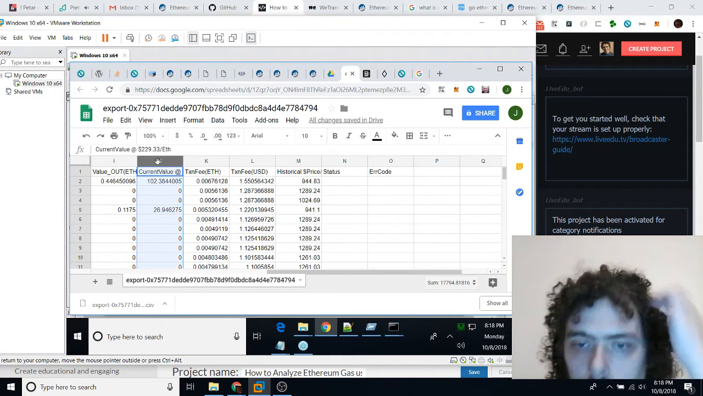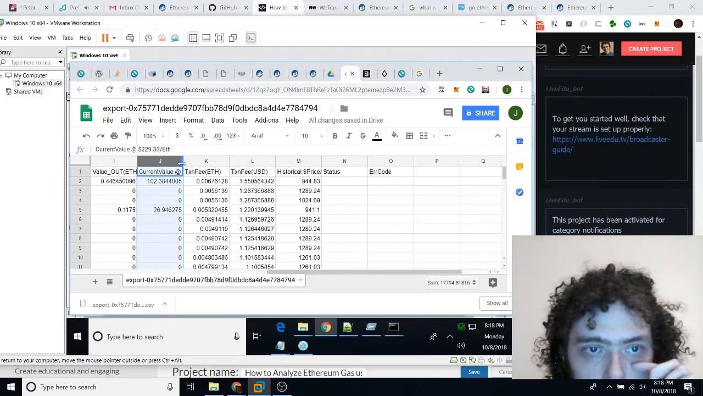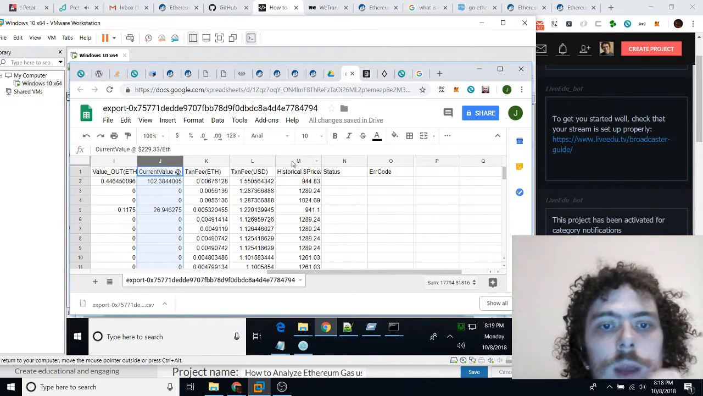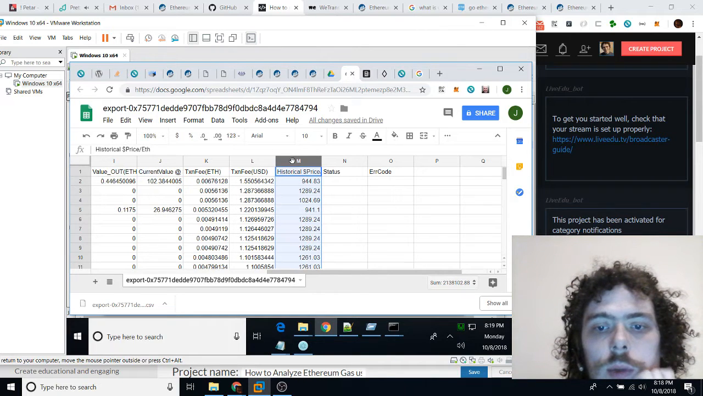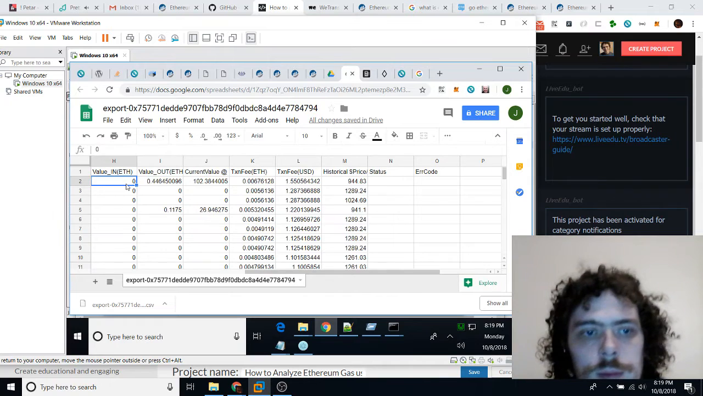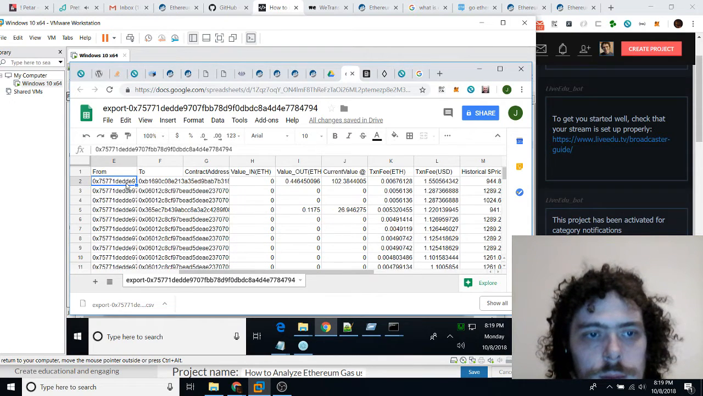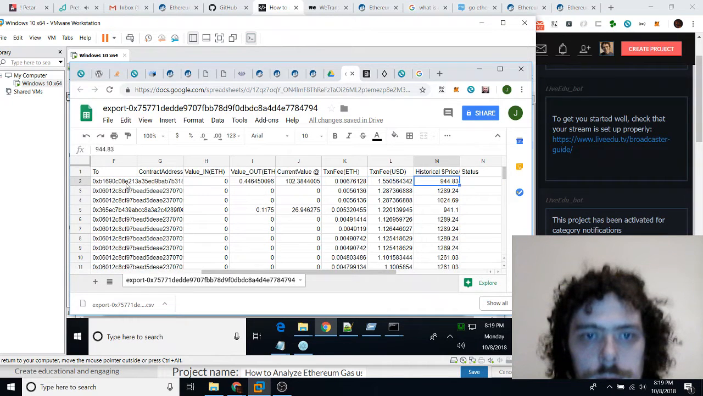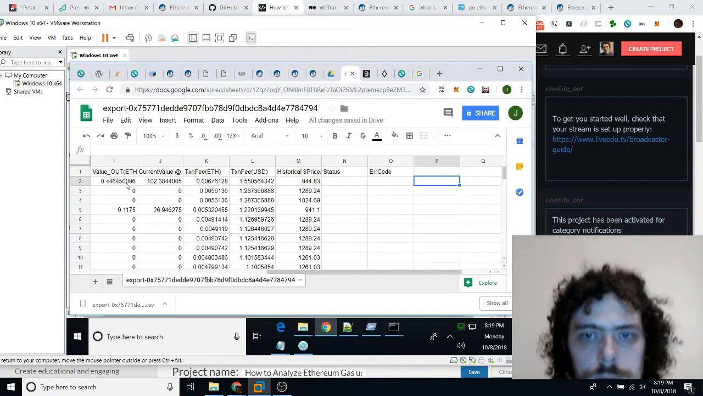No, $17,000 worth of ETH? Yeah, at $229 in ETH, at the historical prices, what it was at the time. No, we gotta multiply that by... let's find out exactly how many ETH he sent at the historical value.